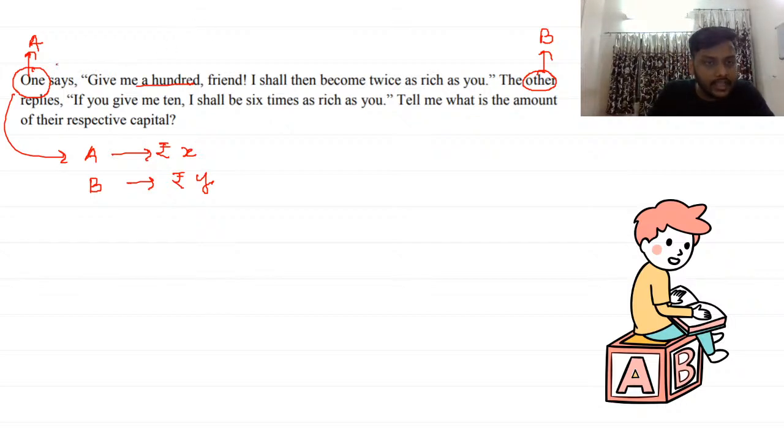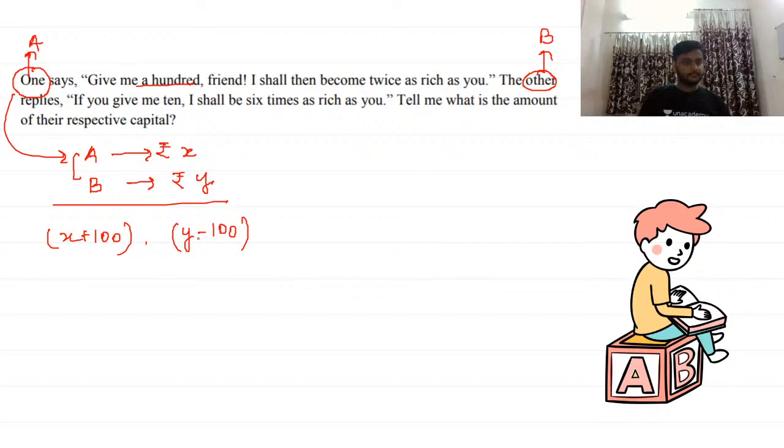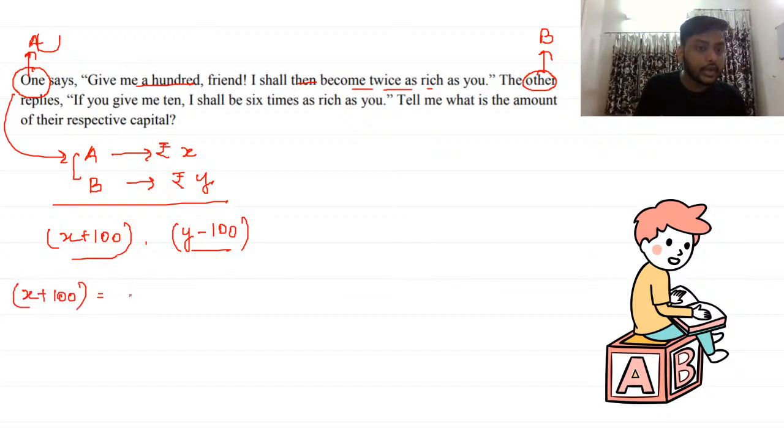Similarly, when one is saying to other give me 100, what happened in the first condition, guys? A took 100 from B, which means A's amount became X plus 100, and B's amount became Y minus 100, because 100 went to A. Okay, got it? And what is the relationship between these two? The relationship is that A is saying that if I take 100 from you, which means I have x plus 100 and you have y minus 100, then I shall become twice as rich as you. That means the money I will have, x plus 100, will be double of what you have, which means 2 times of y minus 100. How many of you are clear with this?